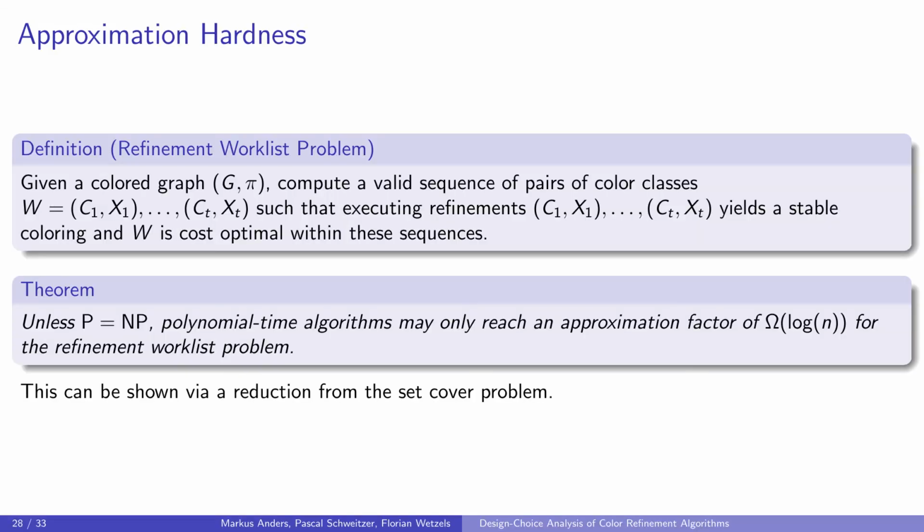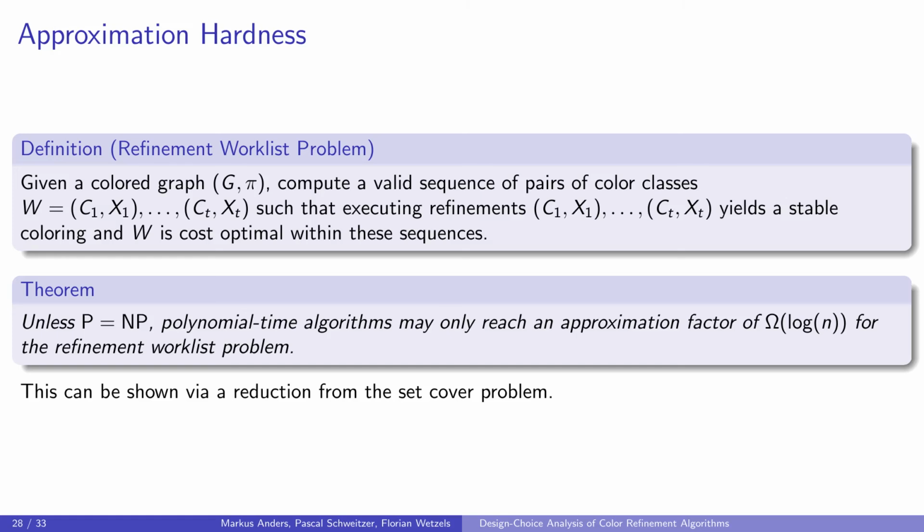First, recall the definition of the problem for the offline model. Given a colored graph, compute a valid sequence of refinements such that executing the sequence leads to a stable coloring and the sequence is cost optimal within all sequences of this property. We call this the refinement worklist problem. We were able to show that this problem is NP-hard.